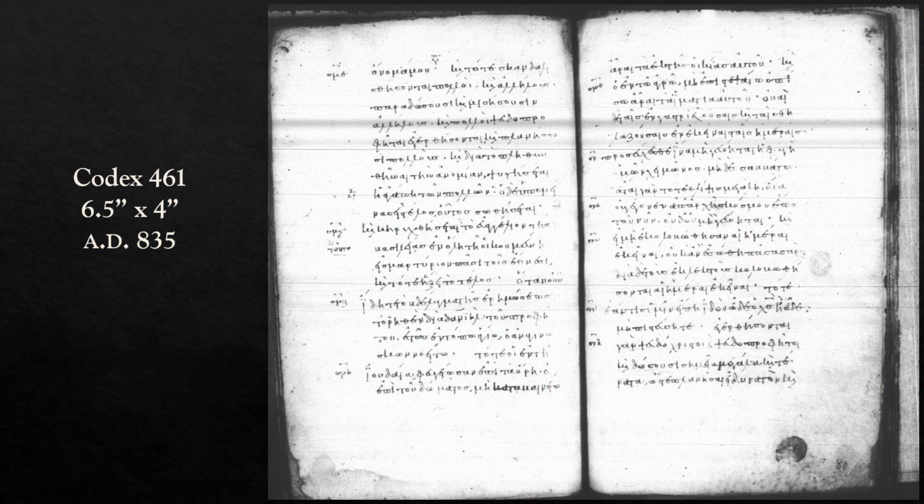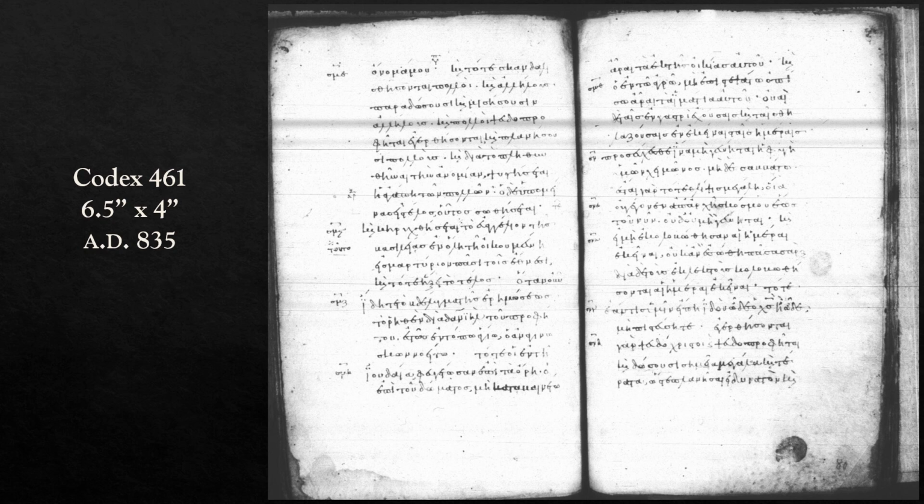Here's Codex 461, just another example of a minuscule. It's 344 leaves. It's the smallest copy of all 4 Gospels. It's about 6.5 inches by almost 4 inches. There actually is a smaller, what you might call a pocket Bible, but only 1 page of it has ever been found from Oxyrhynchus. So as far as like a more substantial manuscript, this is like the closest thing to a pocket Bible you get. It comes from the year AD 835.